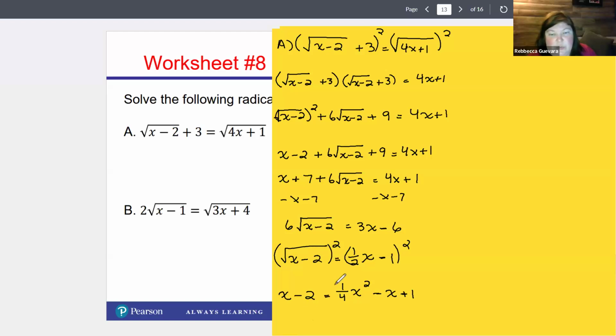Because I got this 1/4 times x squared, I can actually take both sides and multiply them by 4. So I'm just going to end up with 4x minus 8 equals, and when I distribute here, x squared minus 4x plus 4. This was something we did quite a while ago when we were doing linear equations, how to deal with fractions: if I have a fraction, just multiply everything by the denominator and I can get rid of that fraction.